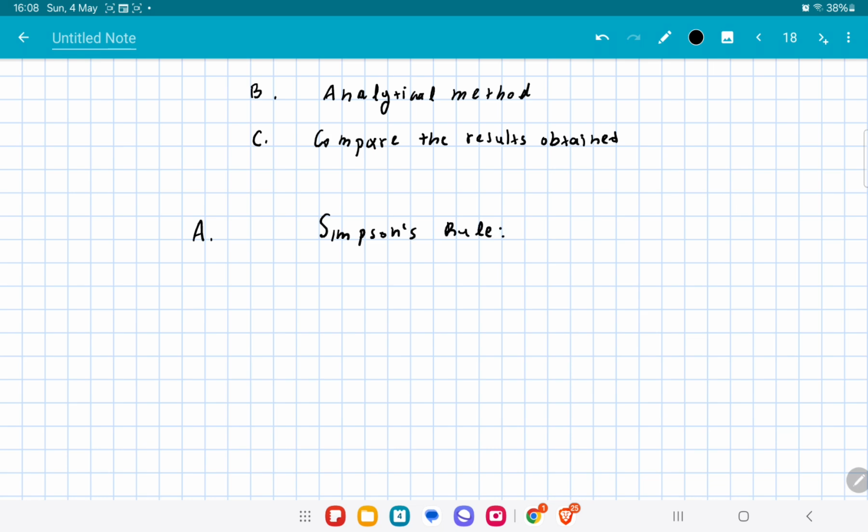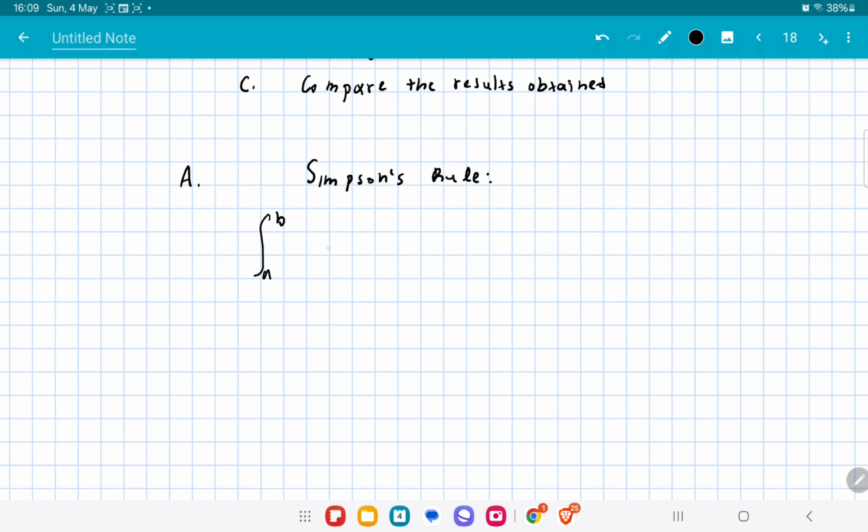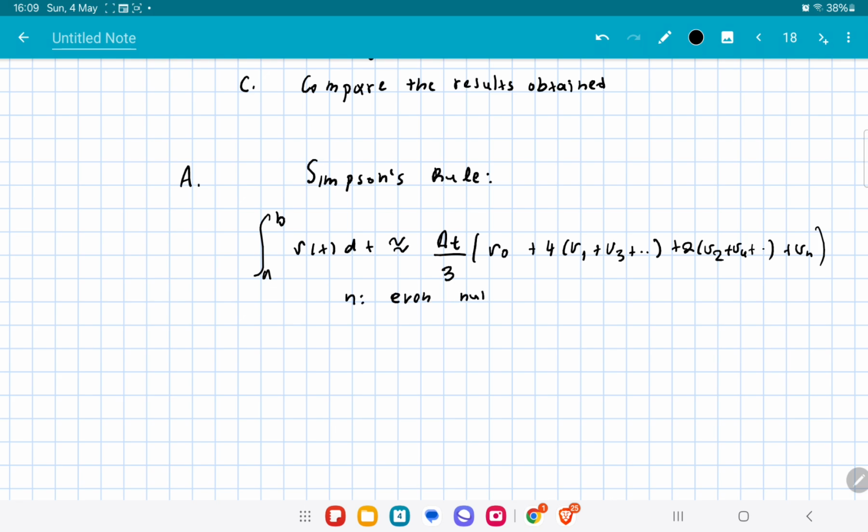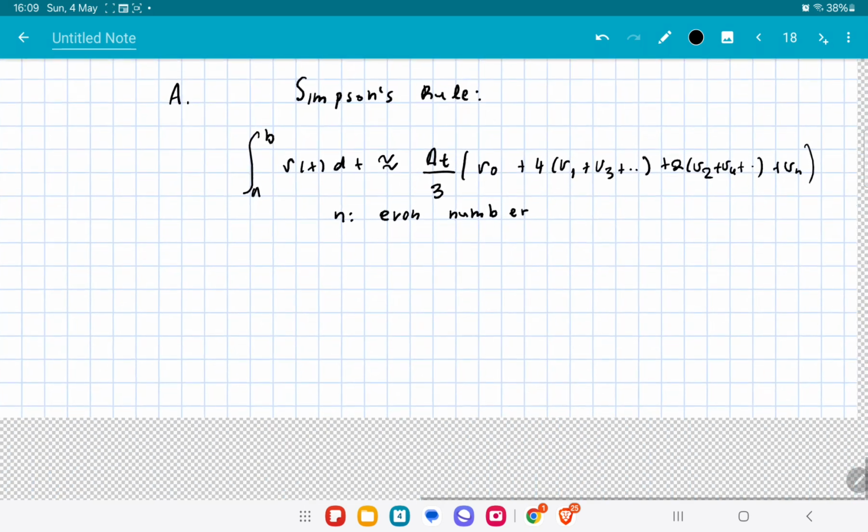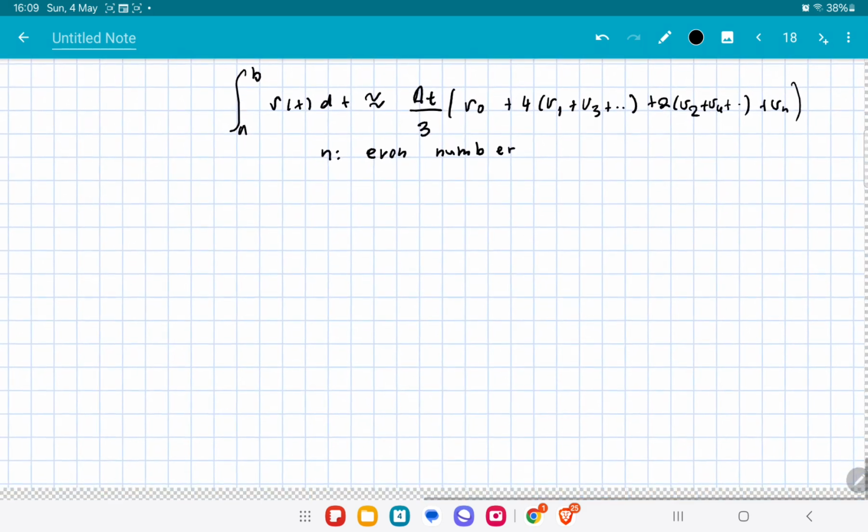Simpson's rule. Let's write the general form. If you have the definite integral from a to b of v of t dt, that's delta t over 3 times v0 plus 4 times v1 plus v3, and these indices here are odd numbers, etc., plus 2 v2 plus v4, where the indices here are even numbers, plus vn, where n should always be an even number. So let's have a look in our case.